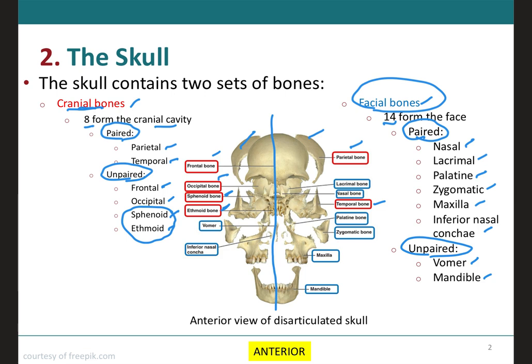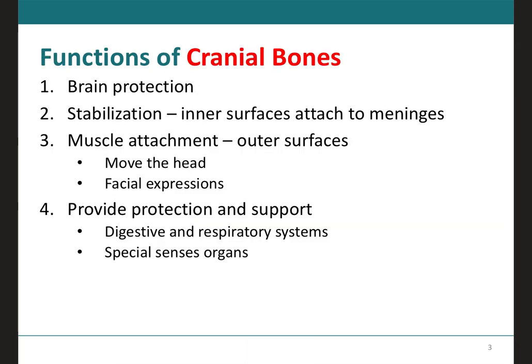The cranial bones have other functions in addition to protecting the brain. Their inner surfaces are going to attach to membranes, which are called meninges, that will function to stabilize the position of the brain in addition to blood vessels and nerves. The outer surfaces of the cranial bones are going to provide this large area of attachment for muscles that move various parts of the head, and the bones are also going to provide attachment for some muscles that are going to be involved in producing facial expression, which we will talk more about when we get to the muscle module.